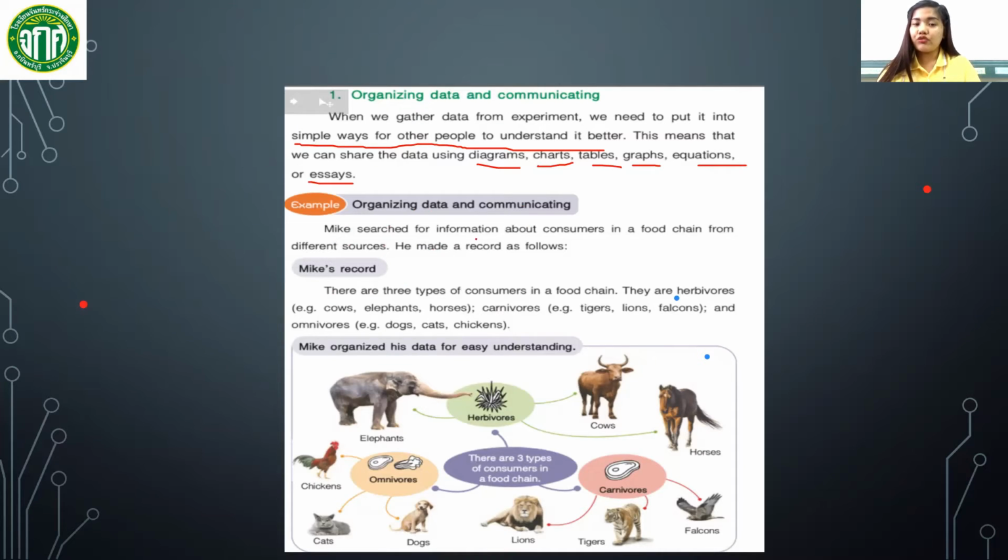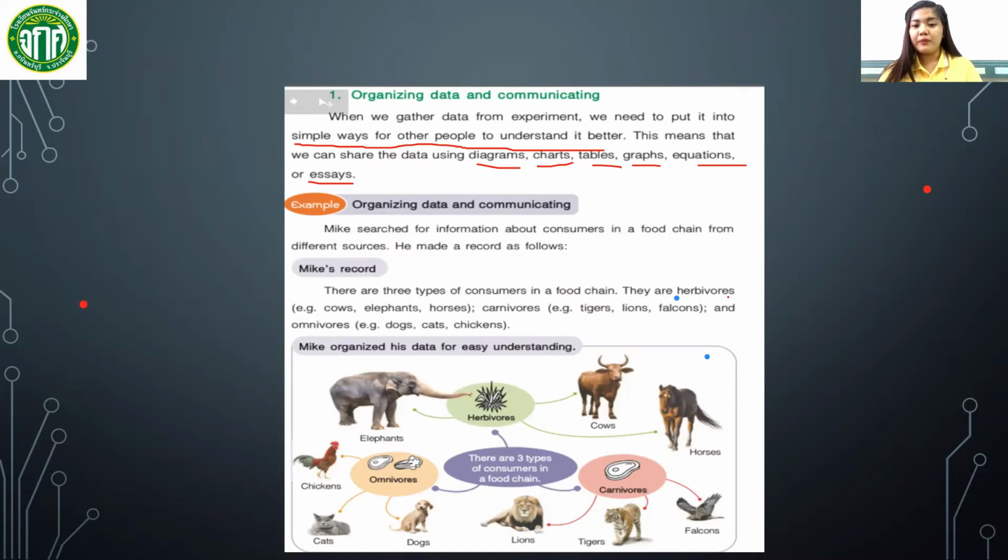So Mike searched for information about consumers in a food chain from different sources. He made a record as follows. So here is Mike's record. There are 3 types of consumers in a food chain.